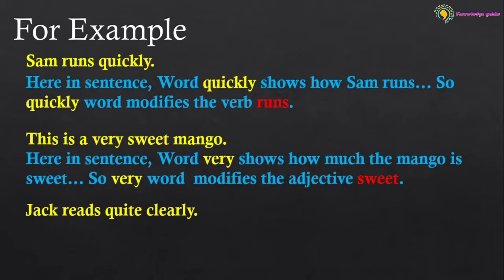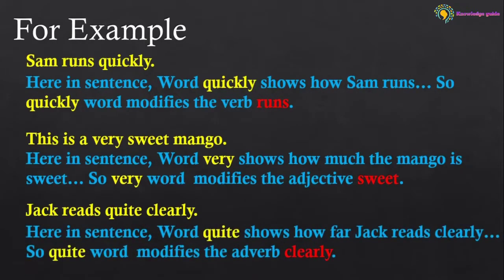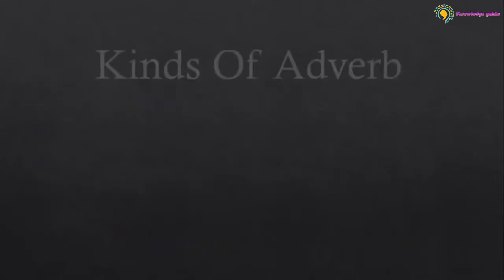Another example: Jack reads quite clearly. Here we know that Jack reads, but we don't know how he is reading. The word clearly is used here to describe Jack's activity. The word quite shows how far Jack reads clearly. So quite modifies the adverb clearly. I hope you have understood the few examples I have given. Now let us go deeper with the kinds of adverbs.